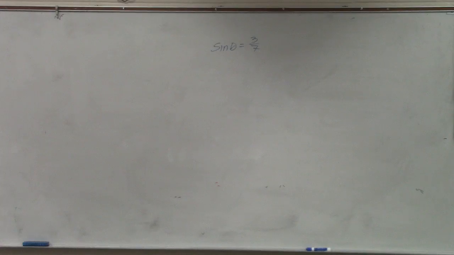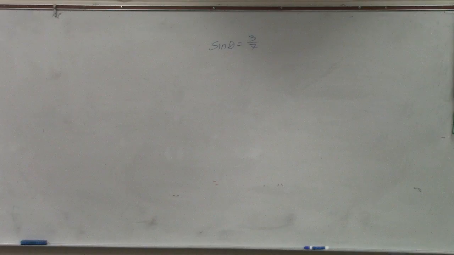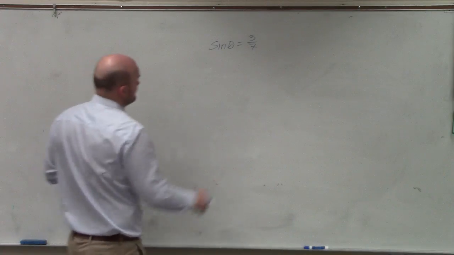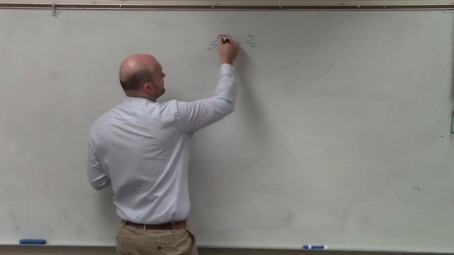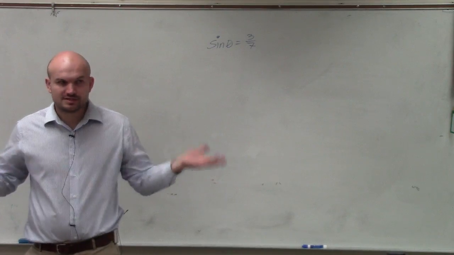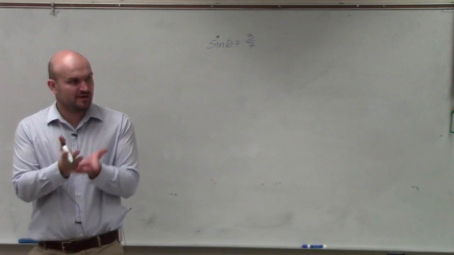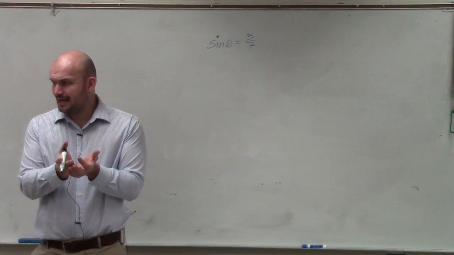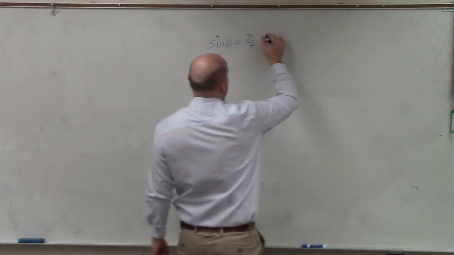This, but I did expect you guys to be able to do these. And we're going to be doing more of these today. So sine of theta equals 3 over 7. Guys, what is sine? Sine represented that ratio, that comparison of what? Opposite over hypotenuse.